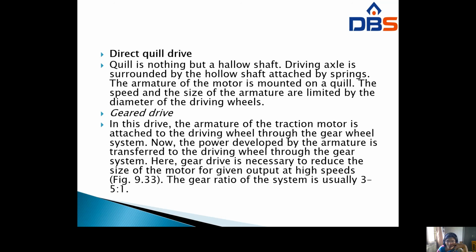The armature of the motor is mounted on a quill. So here the armature is directly mounted on the shaft. The speed and size of the armature are limited by the diameter of the driving wheels. So that means here we are using the hollow shaft, and that is nothing but the direct wheel drive.